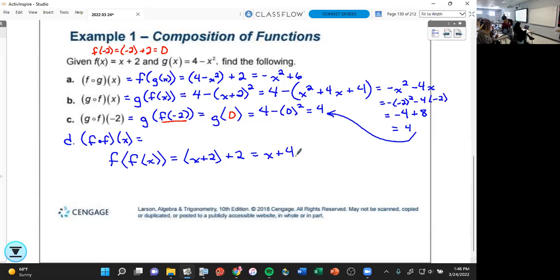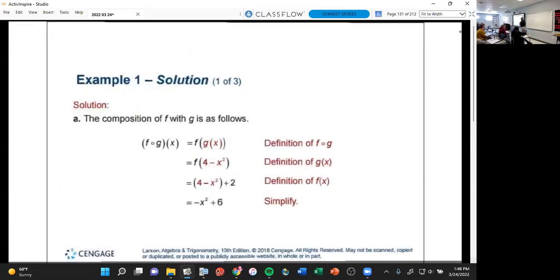Questions so far? Is this a bad section? Pretty simple section? Seems too easy. Too simple and we're going to run into something.